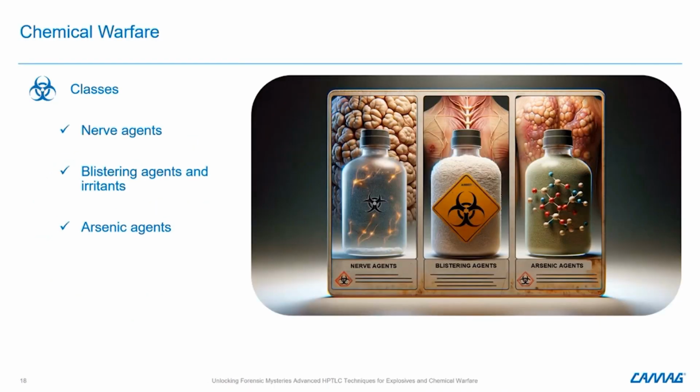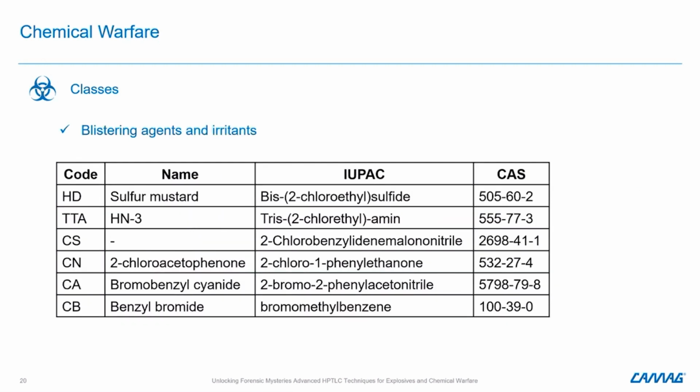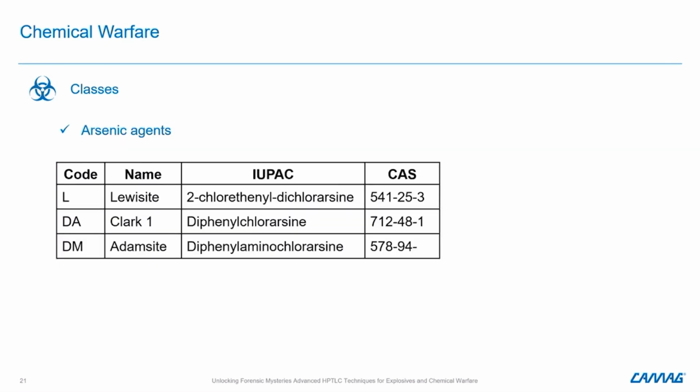For the chemical warfare, we have 3 different classes of compounds: the nerve agents, the blistering agents and irritants, and the arsenic agents. For the nerve agents, we had 6 substances for the study: GB, GA, GD, GF, VX, and RVX. For the blistering agents and irritants, we also had 6 substances: HD, HT, CS, CN, CA, and CB. For the arsenic agents, we had 3 substances: L, DA, and DM.